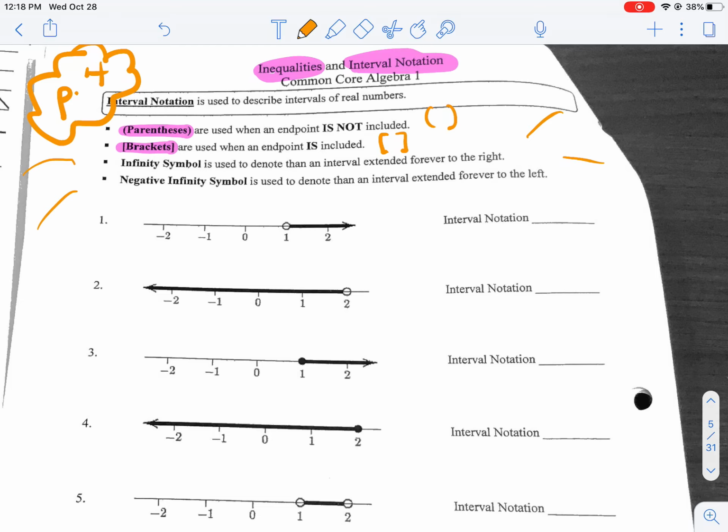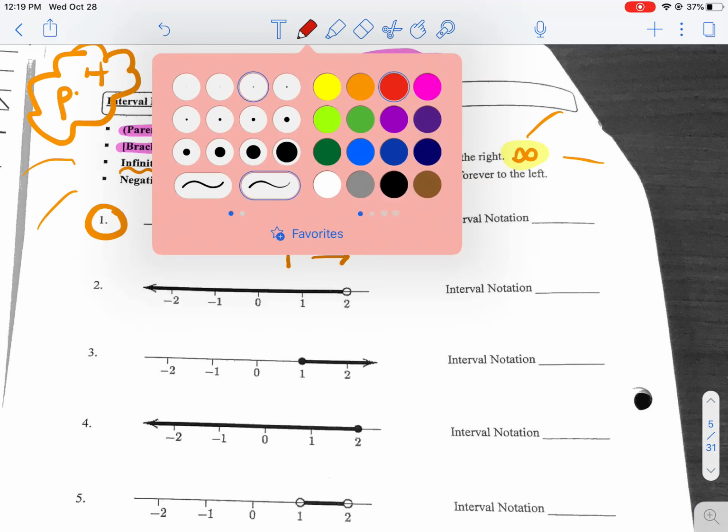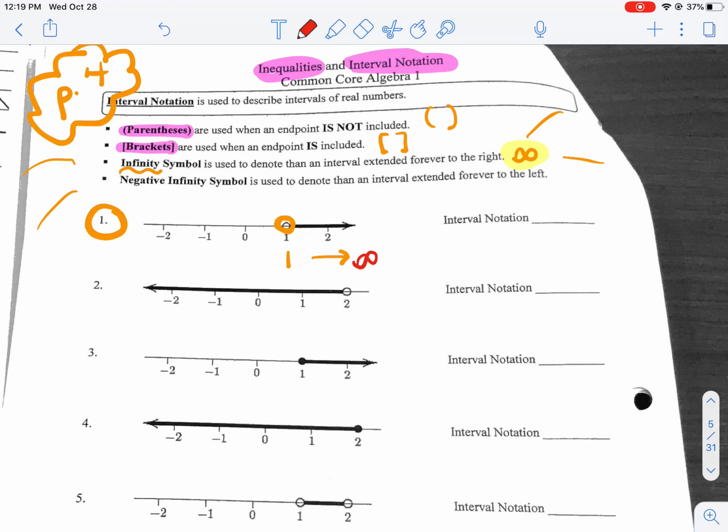On a graph, if we look at number 1, does everyone see that at 1 we have an open circle? So we're starting at 1, and when we go on forever in this direction, that is called infinity. We use this little symbol here. That infinity symbol means we go on forever in the positive direction. So we start at 1, we go on to infinity.